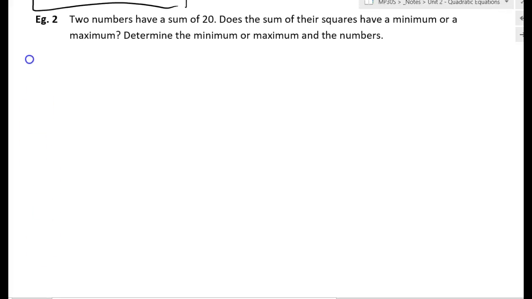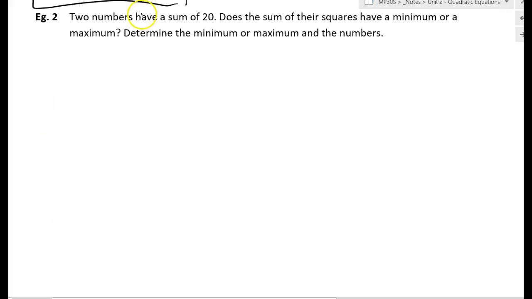So let's try another example. Two numbers have a sum of 20. So m plus n equals 20. Again, sum means adding. Does the sum of their squares have a minimum or maximum? Determine the minimum or maximum and the numbers.